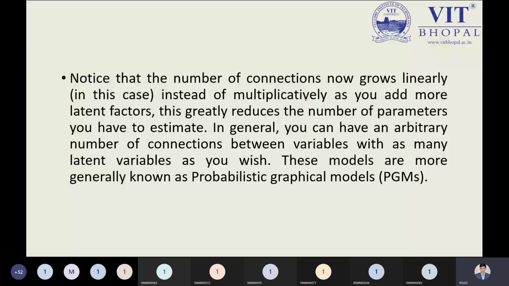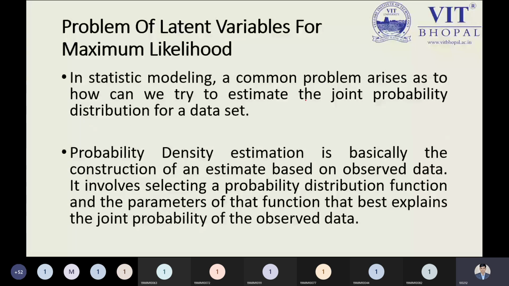Now, after understanding this point, let us understand what the problem of the latent variable is. In a statistical model, because we are looking for the result in a probabilistic, statistical way, what is the problem? The problem we have is how we can estimate the joint probability distribution. That is a big problem. How can we estimate the joint probability distribution for the data set?